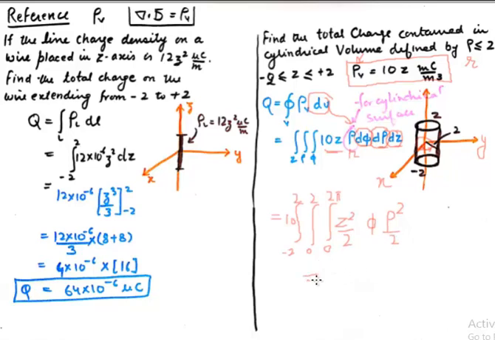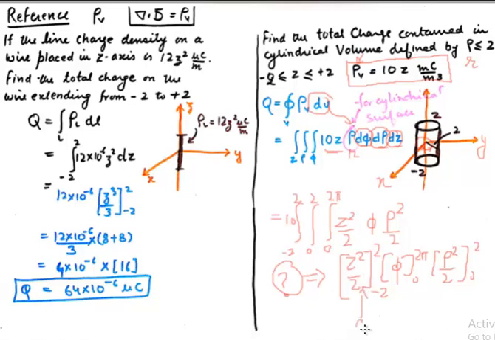Now over here there's this school of thought that I want you to think upon. When we put the values of phi from 0 to 2 pi, we'll get a finite value. When we put the value of rho from 0 to 2, we'll get a finite value. But when we put the value of z square by 2 from -2 to 2, this term will be 0 here. So the entire thing will become 0.